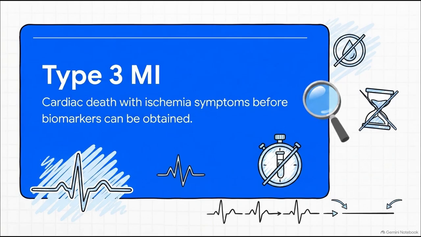Next up is the type 3 MI. Sometimes the clinical evidence is, unfortunately, cut short. Type 3 MI is used for patients who suffer cardiac death with symptoms suggestive of myocardial ischemia, like new ECG changes or ventricular fibrillation, but they pass away before we can draw those crucial blood samples for troponin, or before the biomarkers have had time to rise.